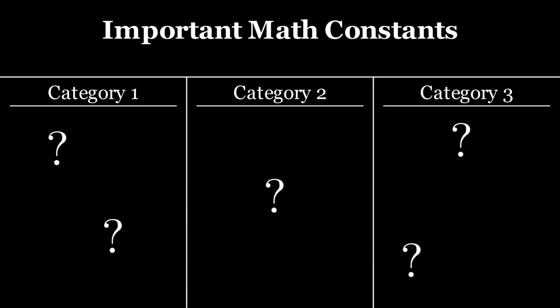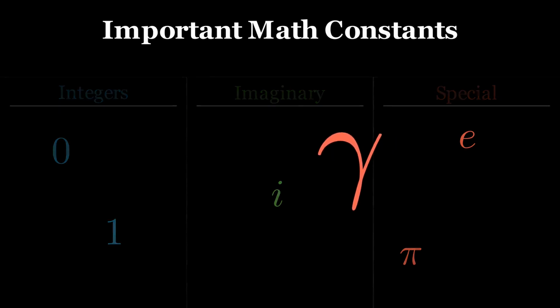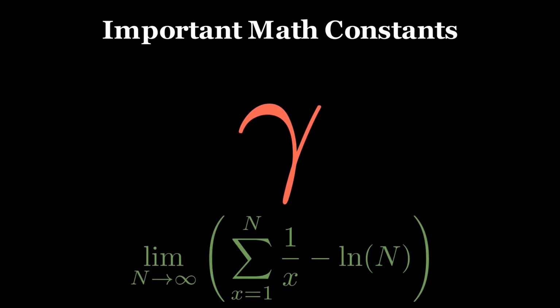Kia ora. In the last video, we discovered an important constant together. Written with the letter gamma, the Euler-Mascheroni constant is defined as the limit as n goes to infinity of the sum from x equals 1 to n of 1 over x minus the natural log of n. If you have not seen that video yet, I highly recommend watching it first.